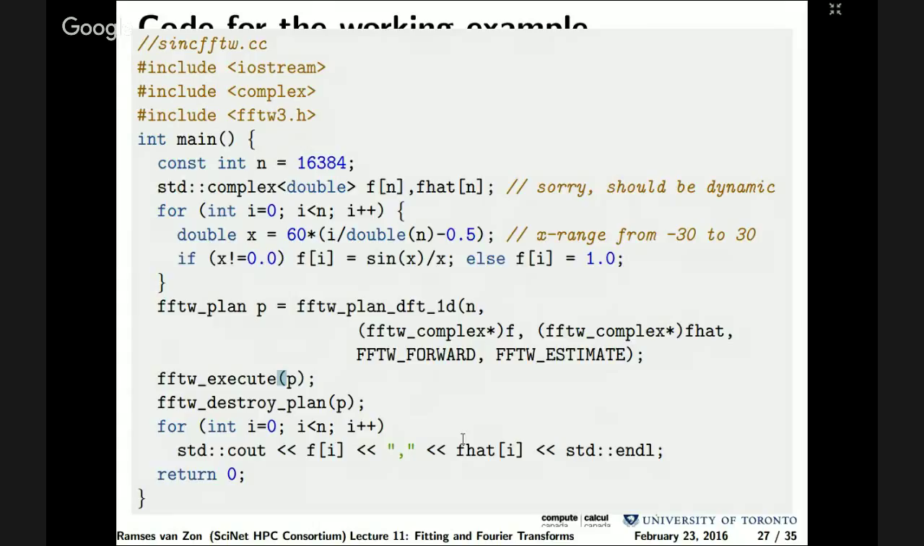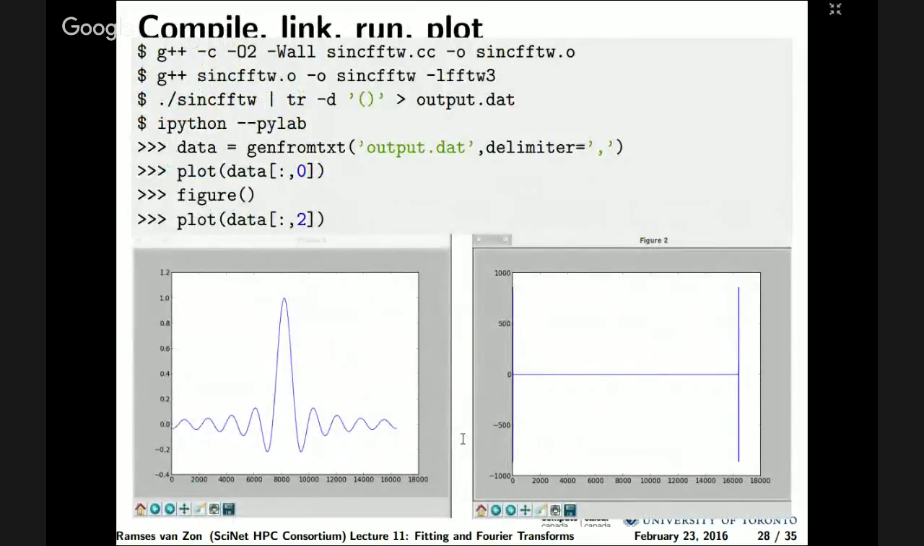Who here is not familiar at all with Python? Okay. It's an easy language. I'm really just plotting the stuff, so don't worry too much about it. So first, I'm compiling it. Here we go, g++. I even forgot the C++11 here because I'm not really using any of the features.